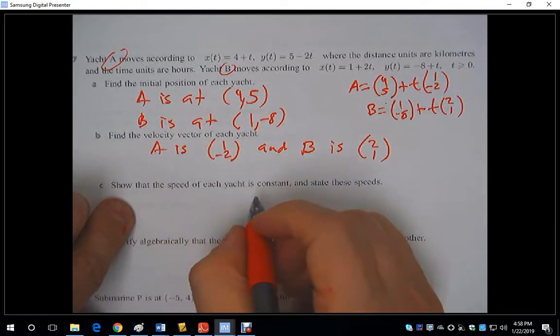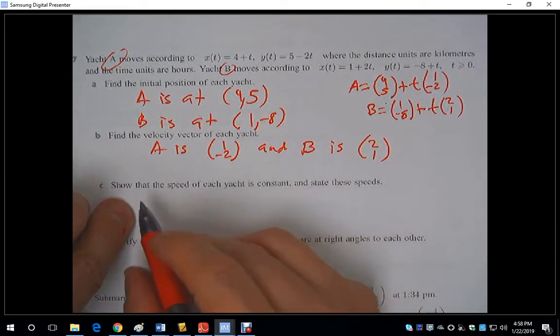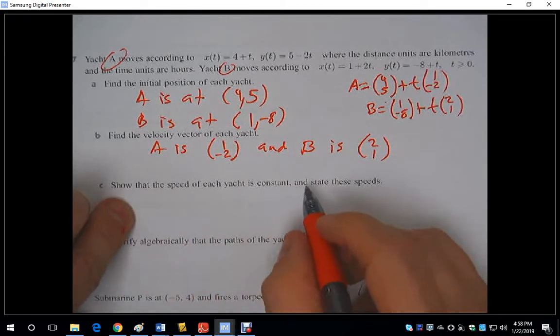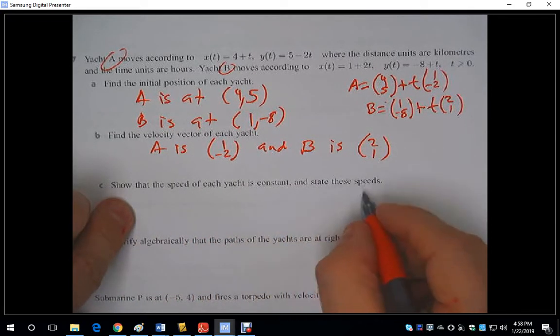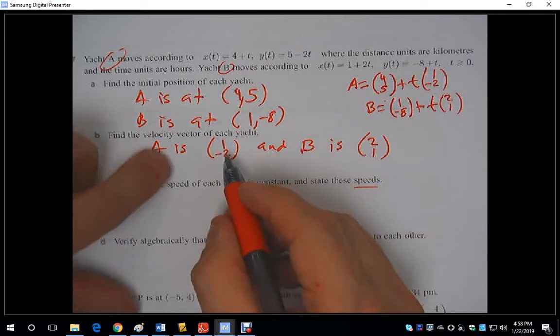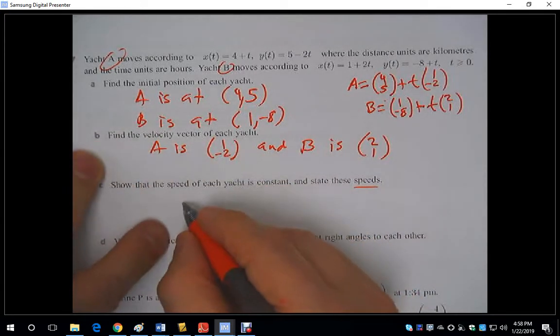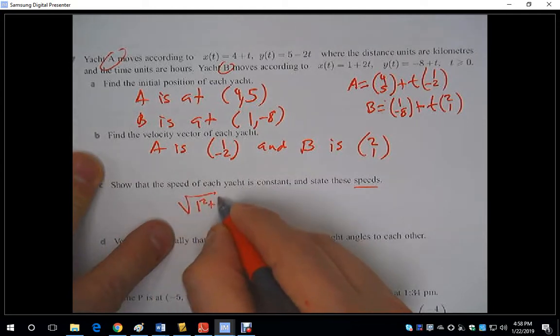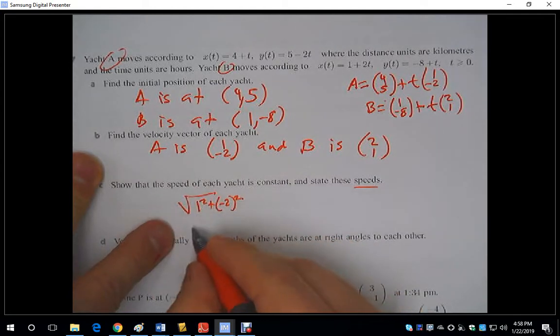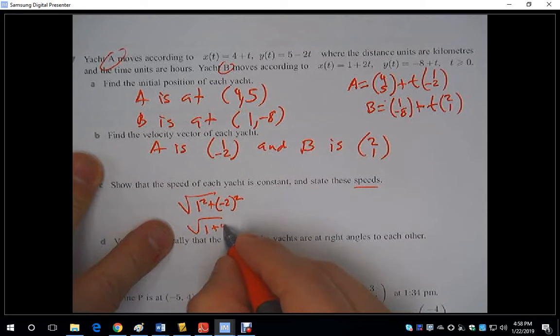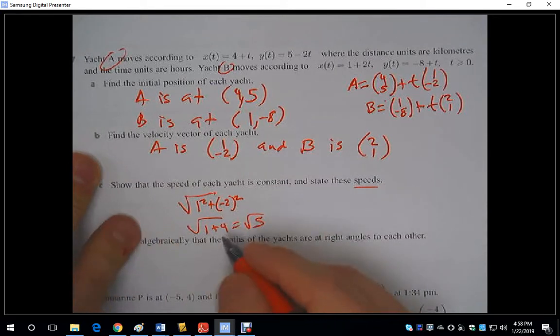Find the speed of each yacht. Find that the speed of each yacht is constant and state the speed. Let's just state the speed. So the speeds of these velocity vectors are going to be the magnitude. So I have the square root of 1 squared plus negative 2 squared, which is going to give me the square root of 1 plus 4, which is the square root of 5. This is A.